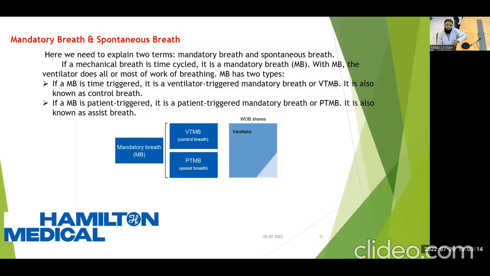If a mandatory breath is patient triggered, if the mandatory breath is generated by the spontaneous activity of the patient, this is known as a patient triggered mandatory breath, or PTMB. It is also known as an assist breath.